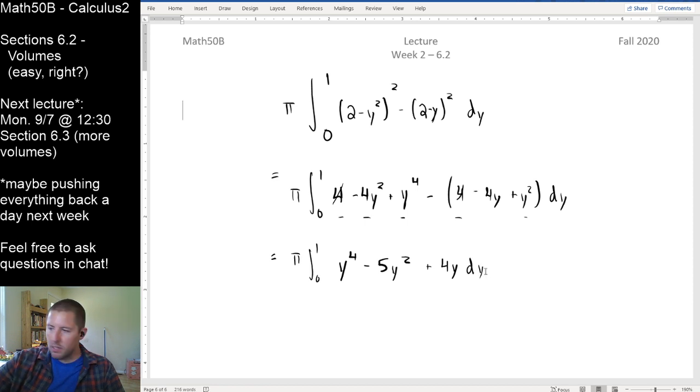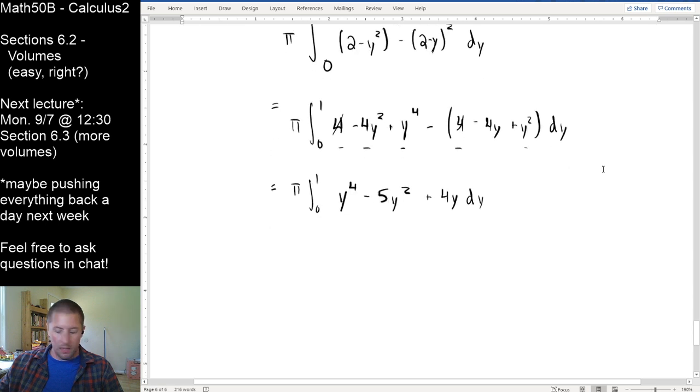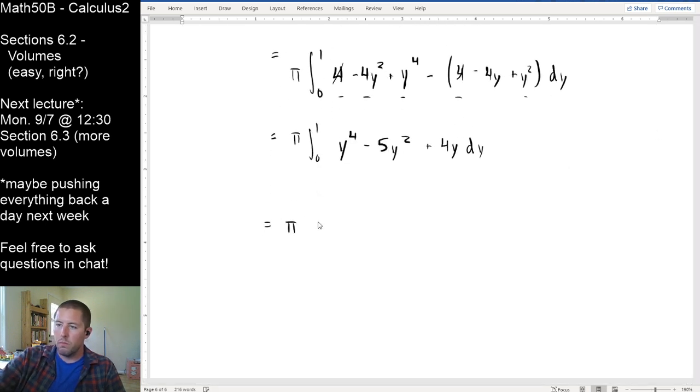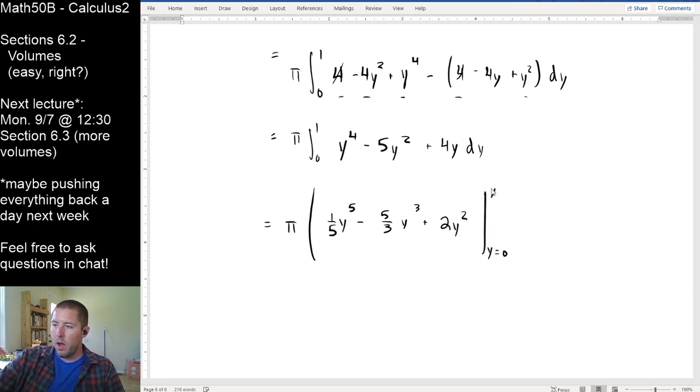Why is this going to be just slightly different than what I was picturing right here? That's okay. We can do this integration right here. Let's see if we get an answer that I recognize. Not doing integrals anymore, we're doing the integral. We're getting 1/5 y to the 5th minus 5/3 y cubed plus 2y squared, evaluated from y equals 0 to y equals 1.